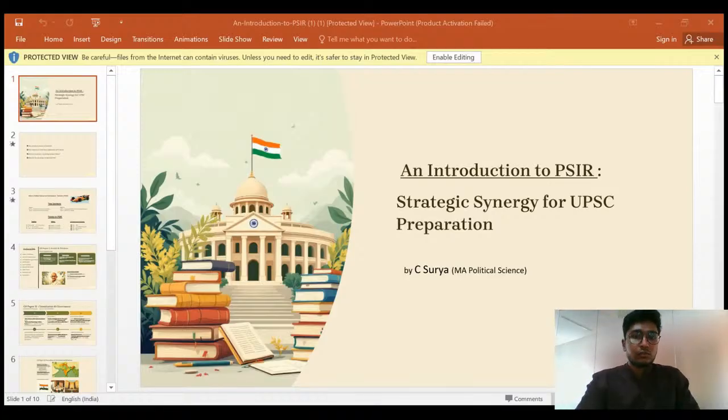So the importance of choosing an optional subject is that it is comparatively a higher marks scoring subject compared to GS and essays. It will give you higher marks in the total of 1750 marks. Each GS paper consists of 250 marks and one essay paper consists of 250 marks. That is a total of 1250. The rest of the 500 marks comes from the optional subject.